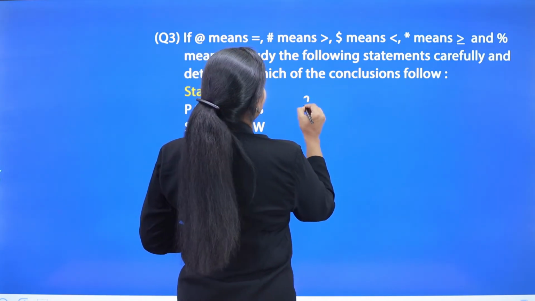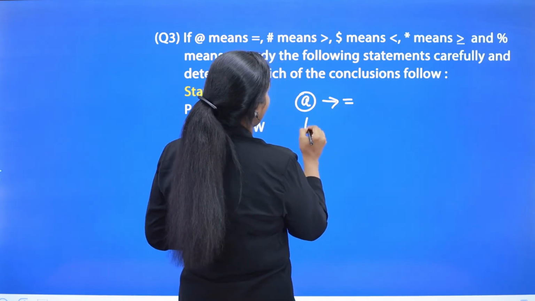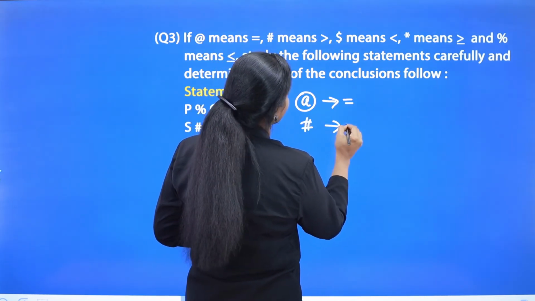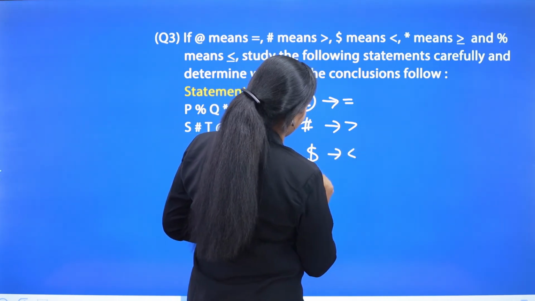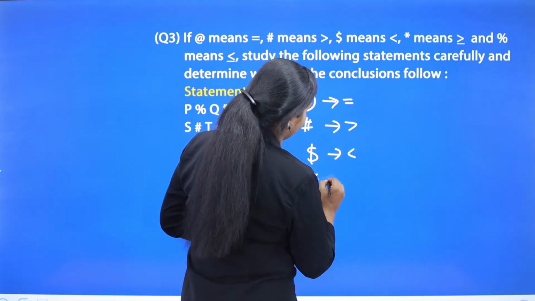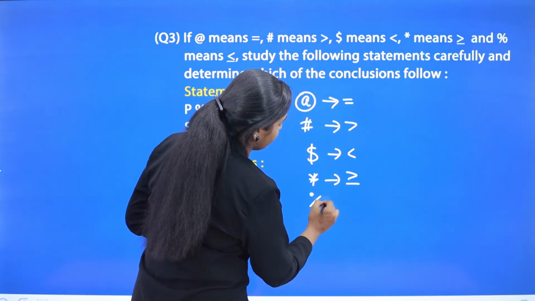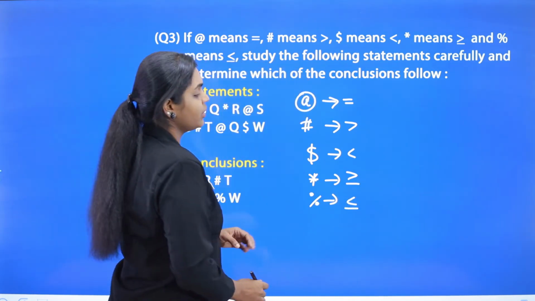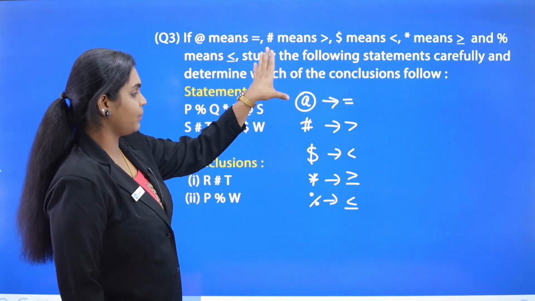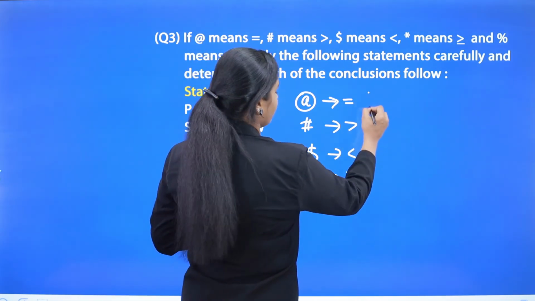So at means what? It means equal, then hash means greater, dollar means lesser, star means greater than or equal to, then percentage means less than or equal to. So these are the substitutions. Now let's apply these substitutions in these statements. So what are the statements over here?